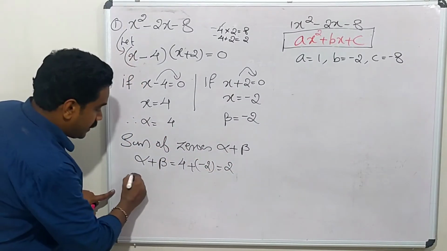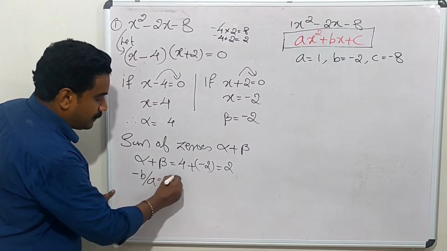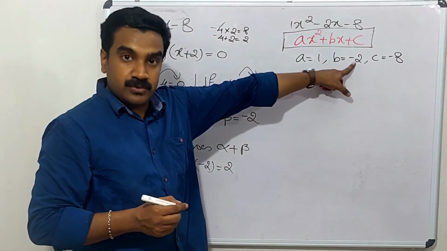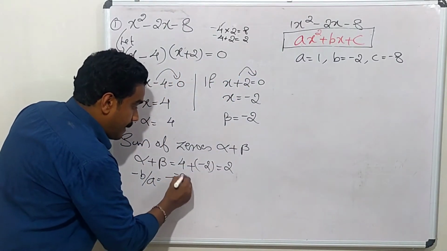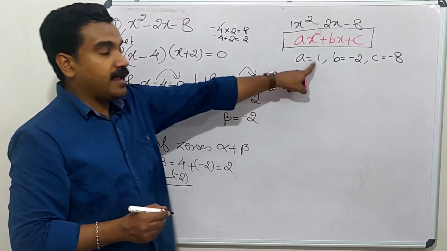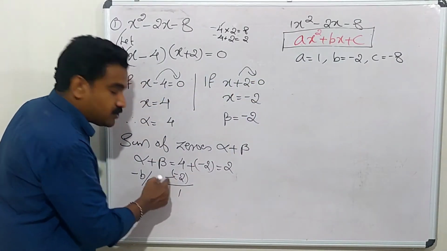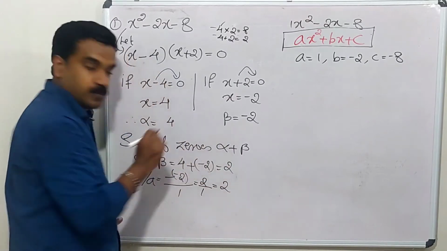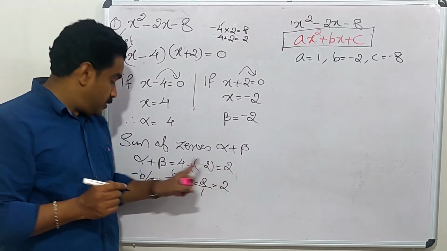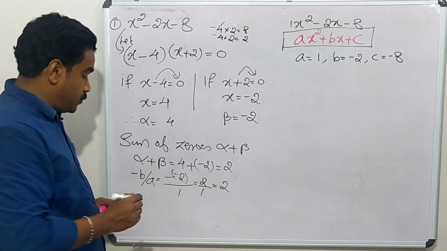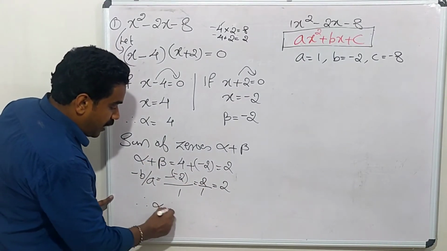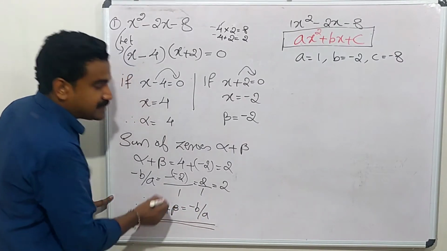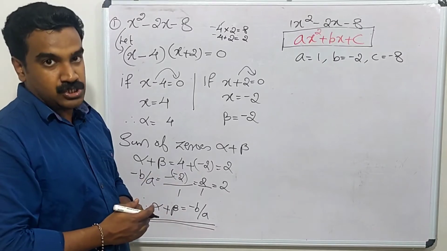Next we want to find negative b by a. What is negative b by a? You can put negative, then b. What is b here? B is -2. So negative of -2 by a. What is a? A is 1. If two negatives come together, it becomes positive. So it means 2 by 1. What is 2 by 1? 2. So alpha plus beta is 2 and negative b by a is also 2. Therefore, you can conclude alpha plus beta equal to negative b by a.